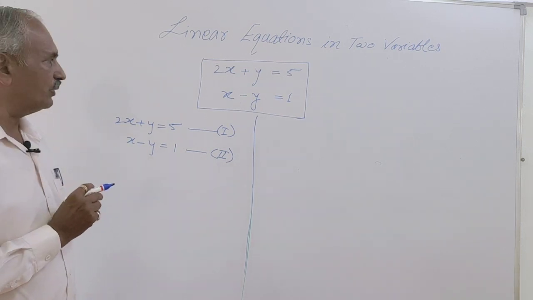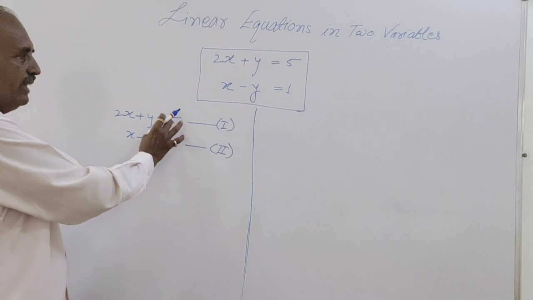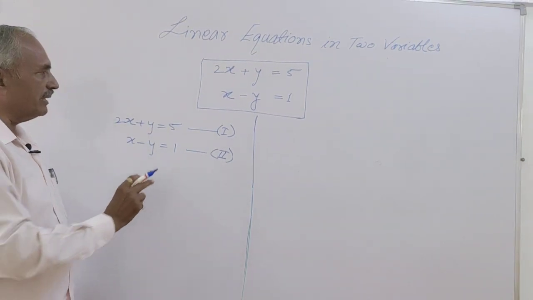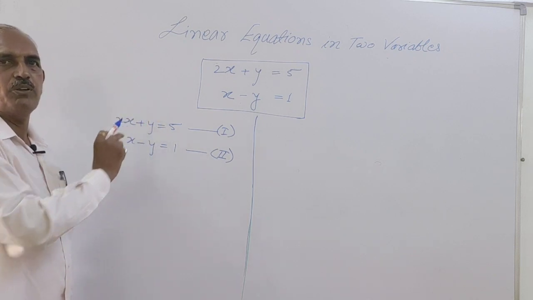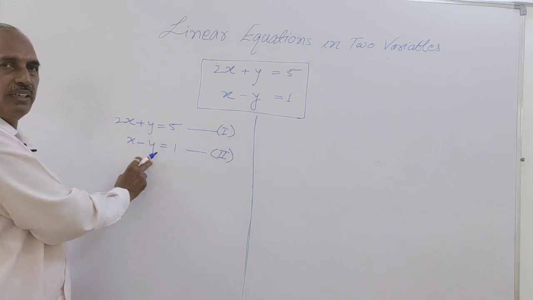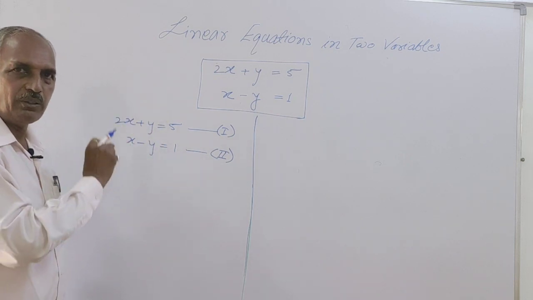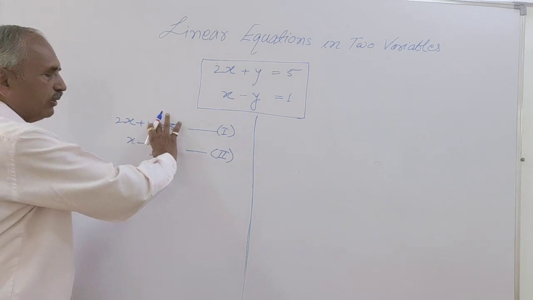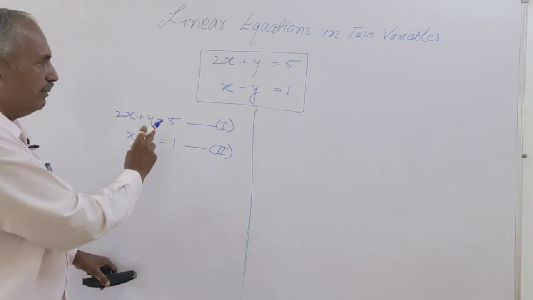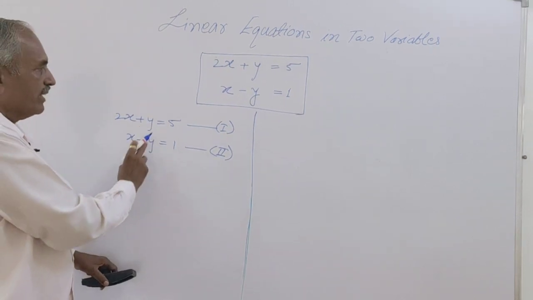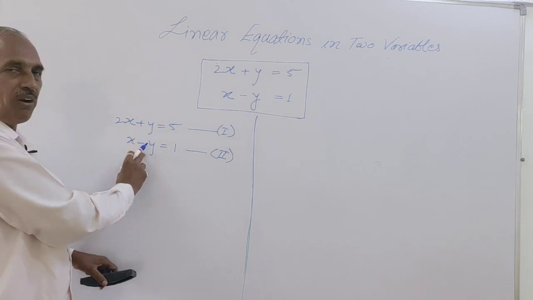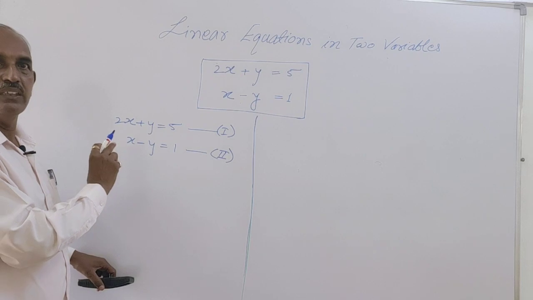One method I am telling you is called the elimination method. Elimination method means you eliminate one of the variables. Here there are two variables x, y. I want to eliminate one variable, means I don't want to keep y in the equation. How to eliminate variable y? If I add these two equations, then y and y will be cancelled out and only x remains.